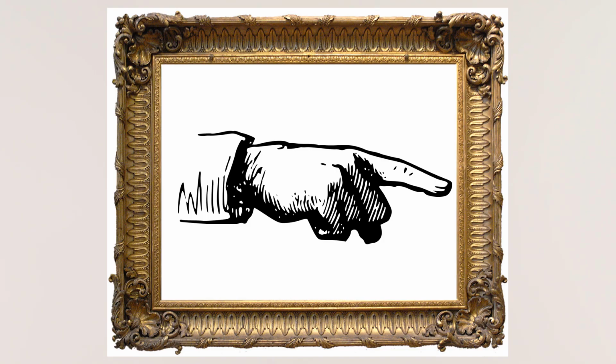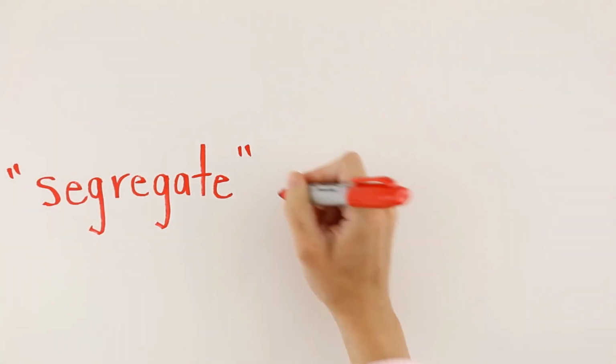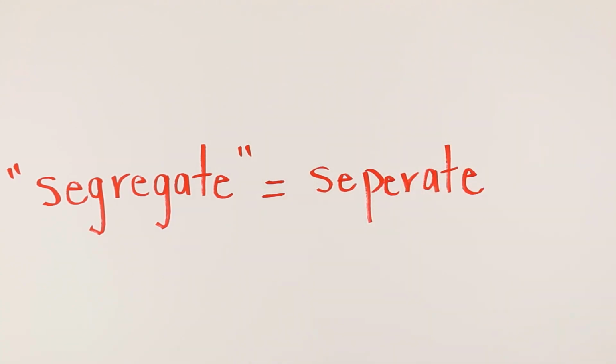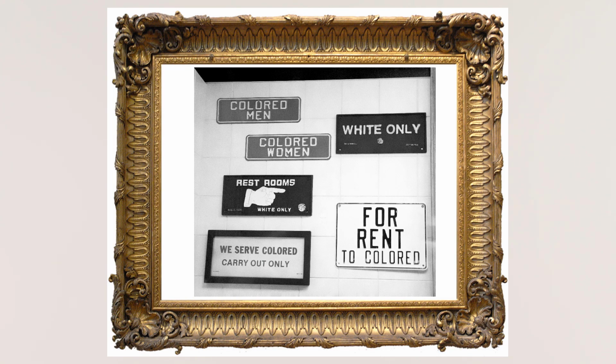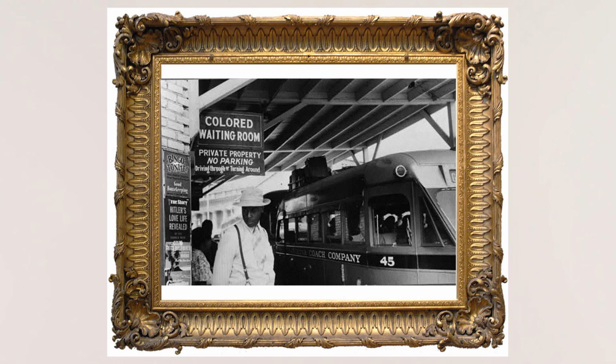The Supreme Court ruled against Homer Plessy, arguing that states had the right to segregate, in other words, separate people of different races, as long as the separate accommodations for each race were equal. They felt that Plessy wasn't being discriminated against by being banned from the whites-only train car, because he could ride in the African American train car.